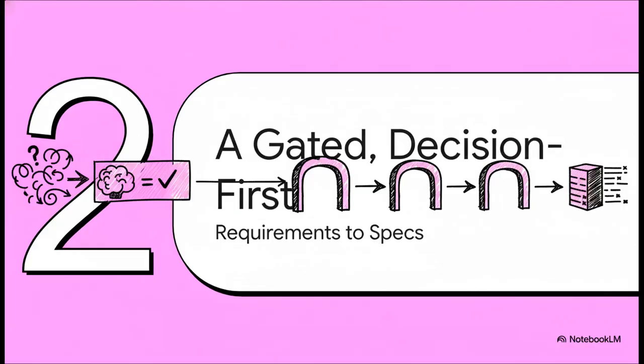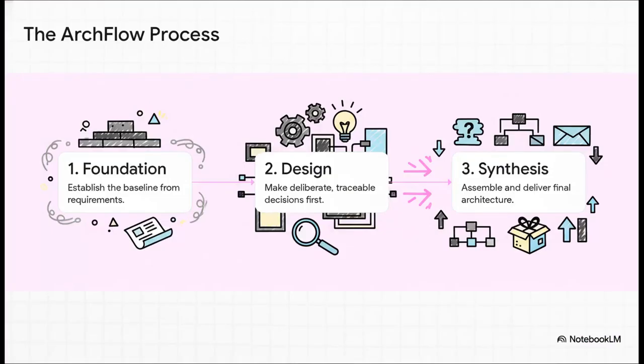Okay, so this all sounds great in theory, but how does it actually work? Well, ArchFlow isn't some chaotic free-for-all. It's a structured, phased process. Think of it as having gates. It uses a decision-first approach to move methodically from those raw, messy requirements all the way to specs that are truly ready for implementation. The process really boils down to 3 clear phases.